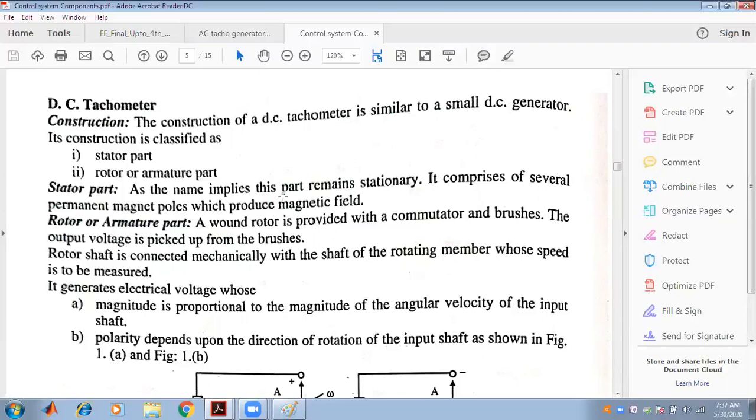So let us concentrate on the stator part. As the name implies, this part remains stationary. It comprises several permanent magnet poles which produce a magnetic field. So the stator part is generally responsible for producing a magnetic field.